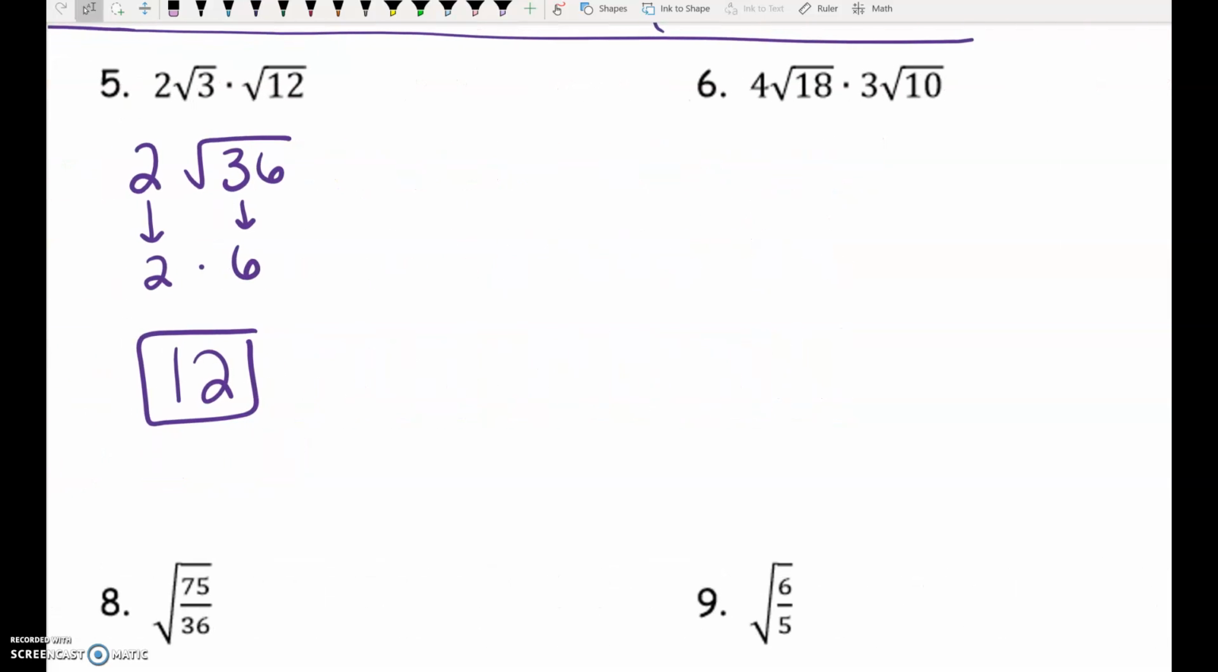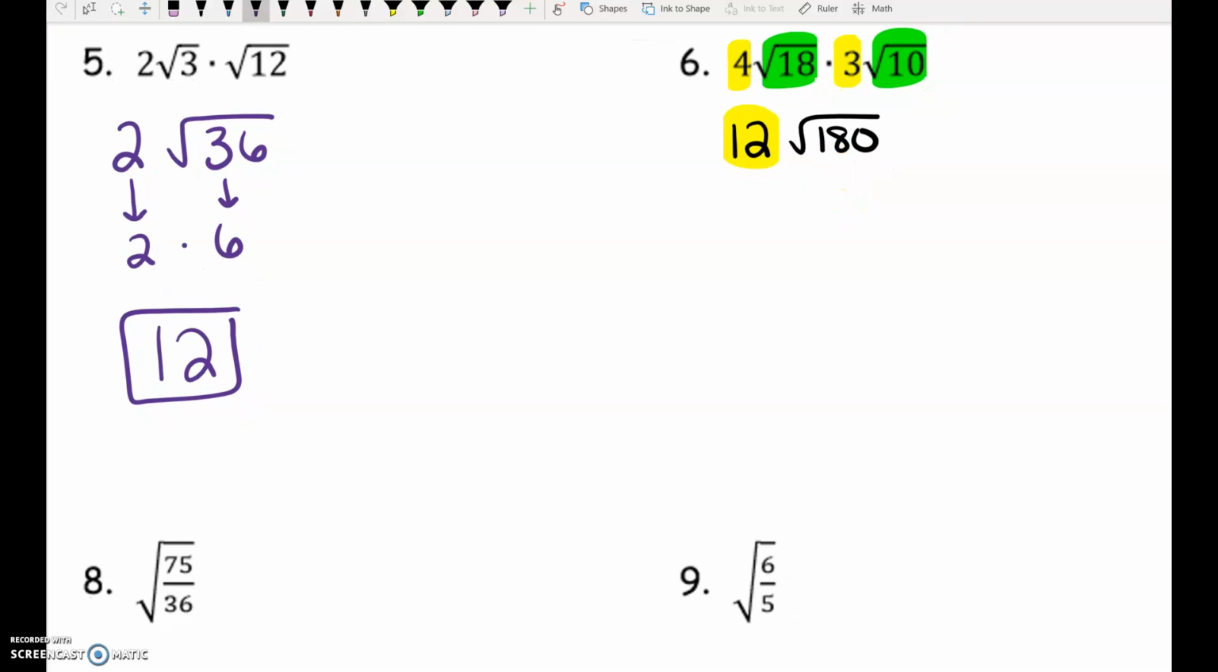What do you think you're going to do in number 6? You're going to multiply the 4 and the 3 together. You're going to multiply the square root of 18 and the square root of 10 together, and then simplify it. So why don't you pause the video and try number 6 on your own. So I multiplied the integers together. I multiplied the radicands together. I'm going to save that 12 for later and work on breaking up the square root of 180.